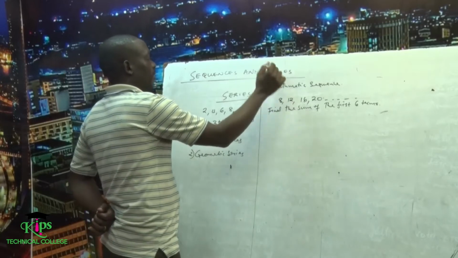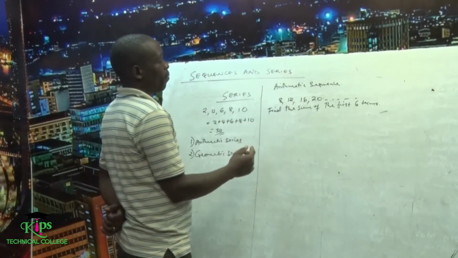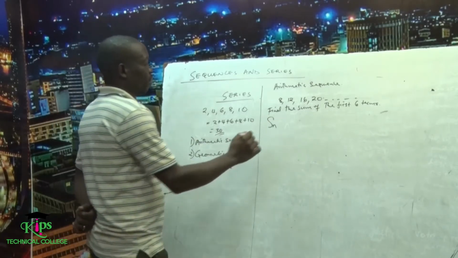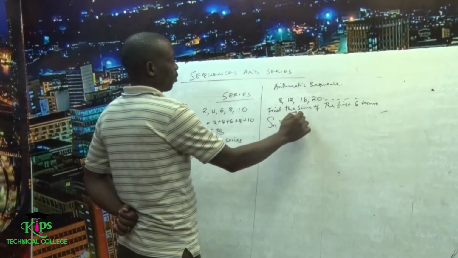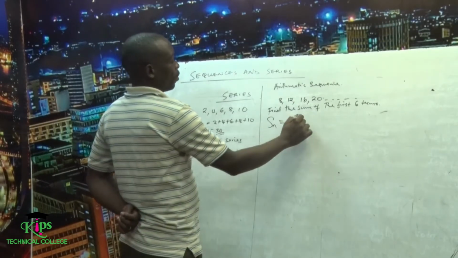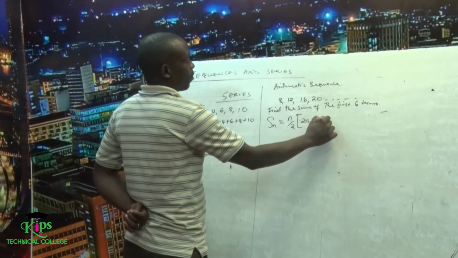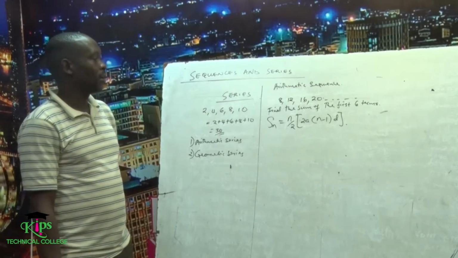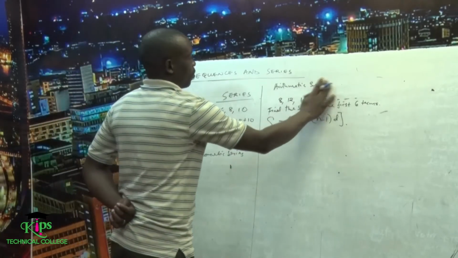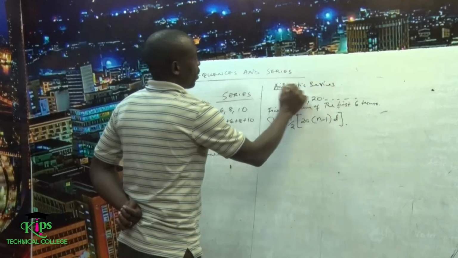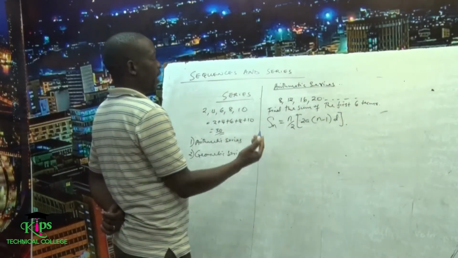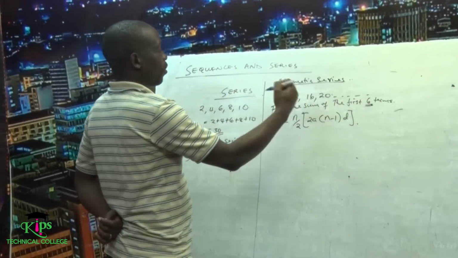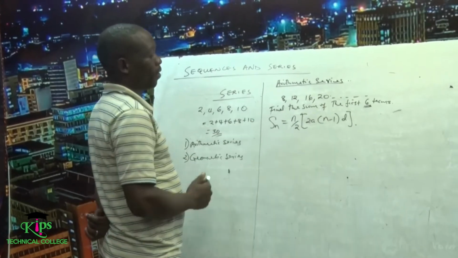When it is an arithmetic series, we normally use this formula. Sn, the sum of the first n terms, is given by n over 2 times the bracket 2a plus n minus 1 times d. That gives us the arithmetic series. In this case, n is the number of terms we are looking for the sum of, d is the common difference, and a is the first term.